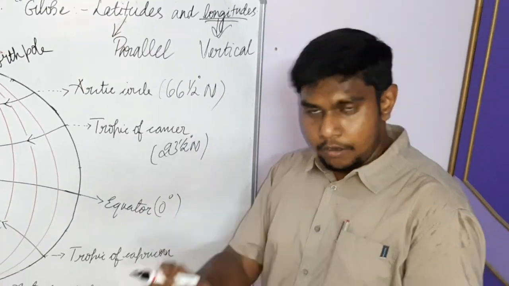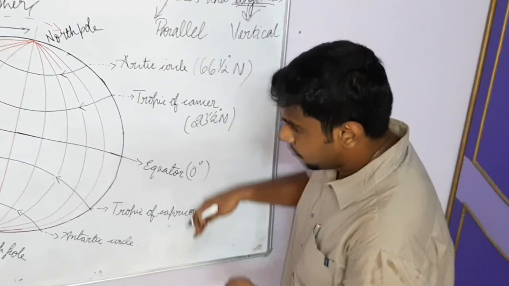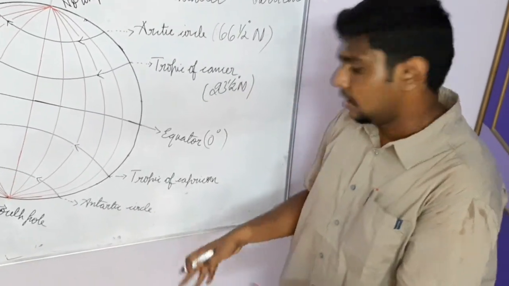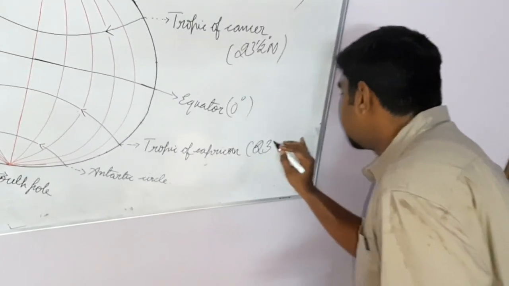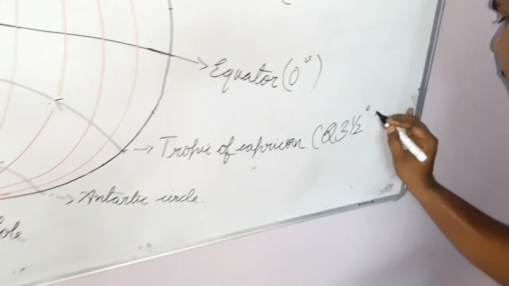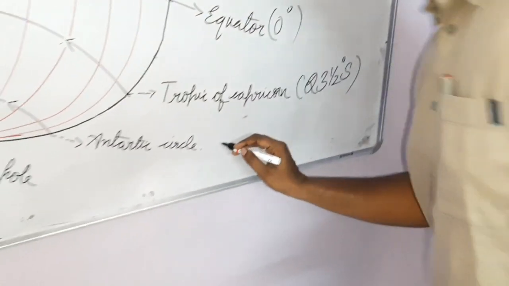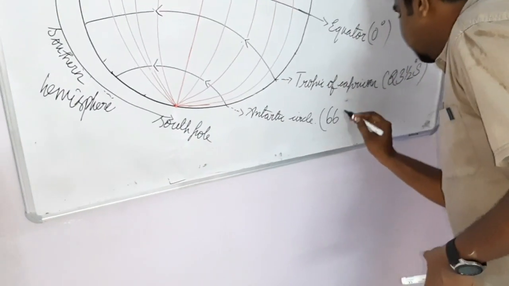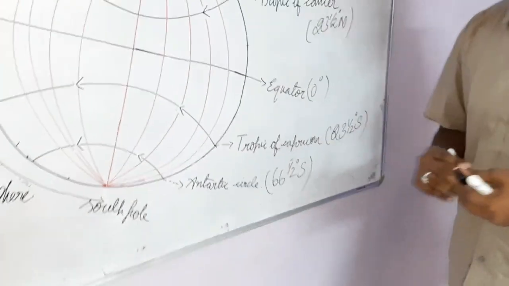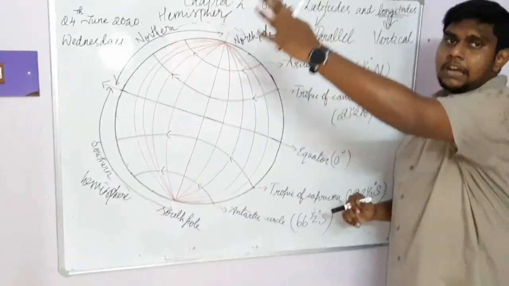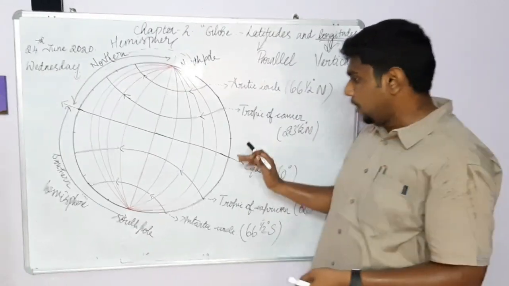Then the equator, as I already said. Moving on, we are traveling towards the south. The first we receive is the Tropic of Capricorn, 23.5 degree south. Last but not the least is the Antarctic Circle, 66.5 degree south. So this is the combination of latitudes.